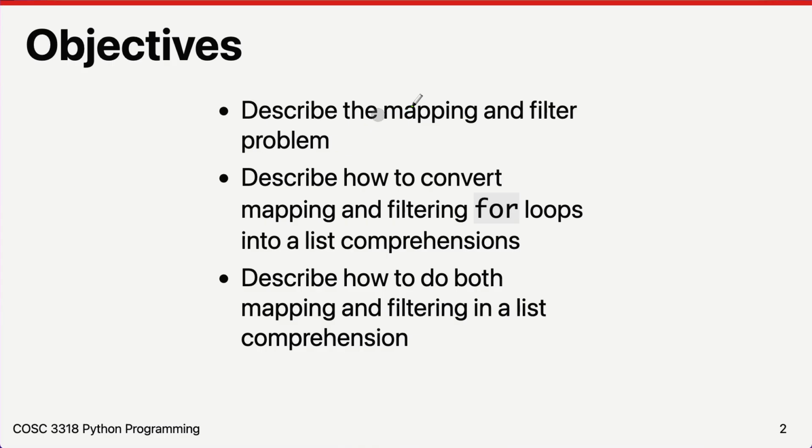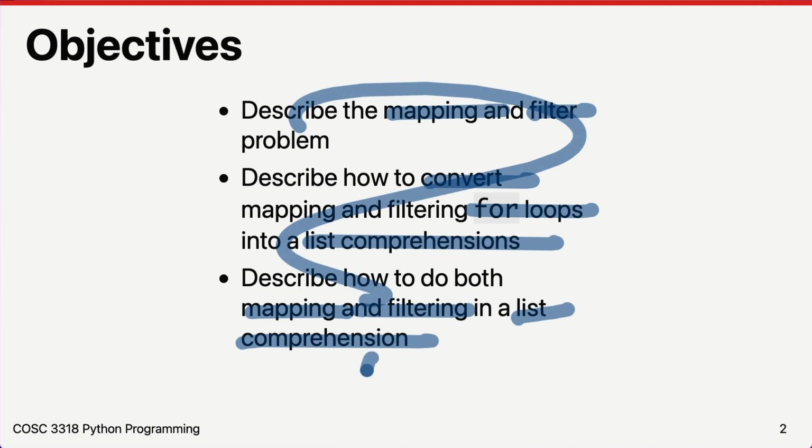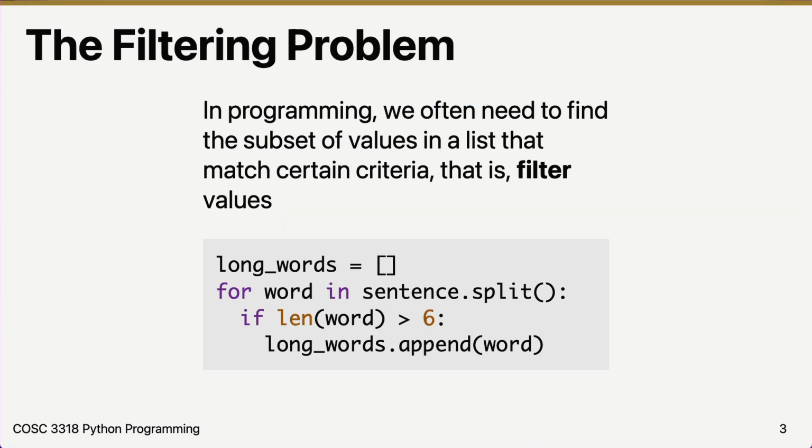So in this lecture, we're going to describe what mapping and filtering are. What is that problem? And then we're going to talk about how to convert our for loops for mapping and filtering into list comprehensions. And then we're also going to talk about how to do both mapping and filtering in a single list comprehension. So what is a list comprehension?